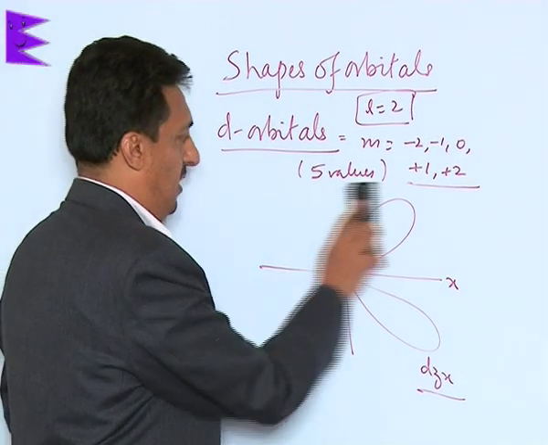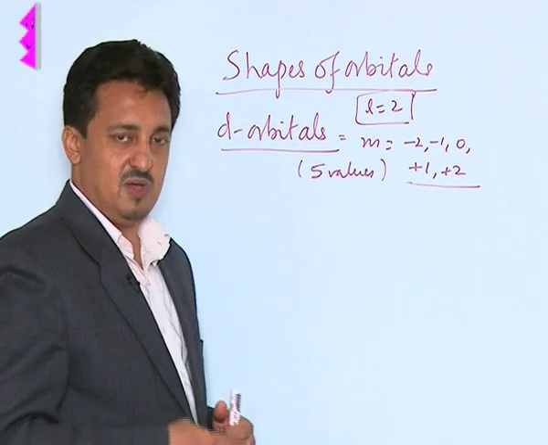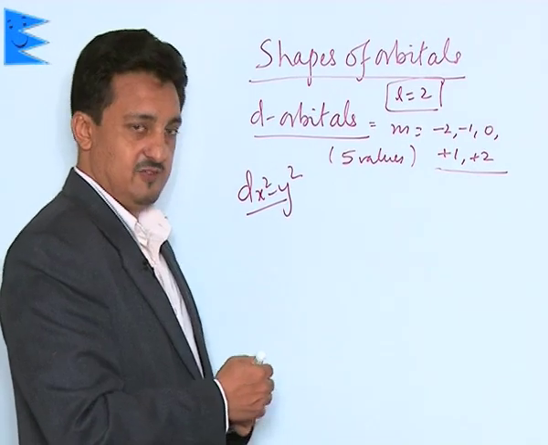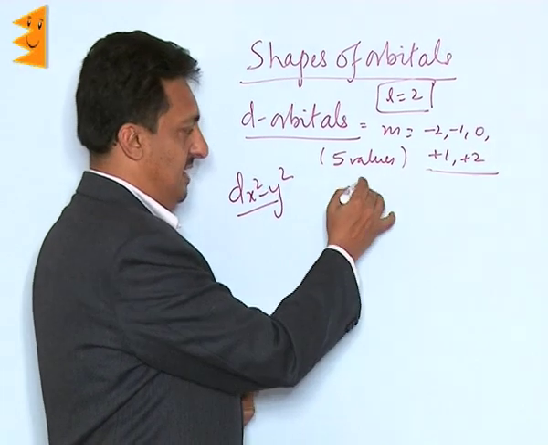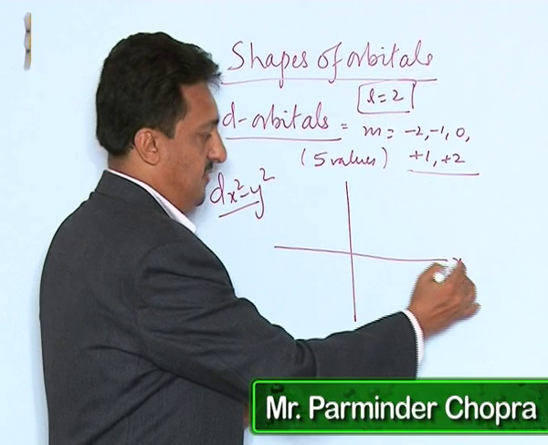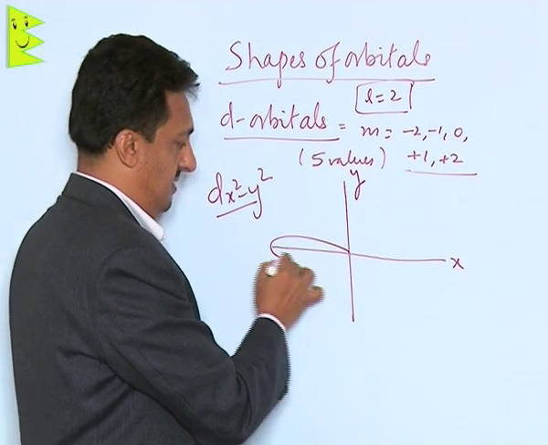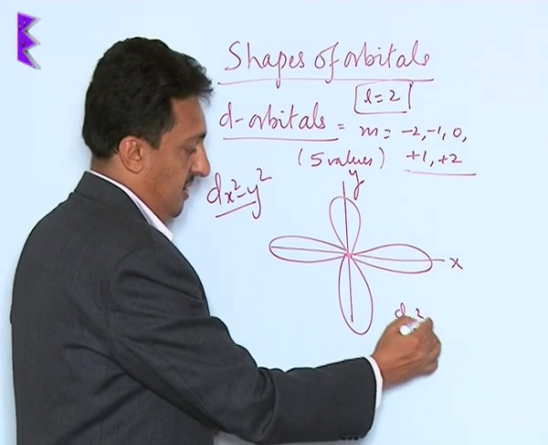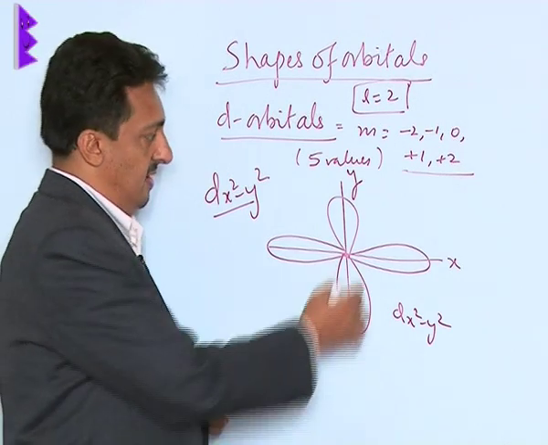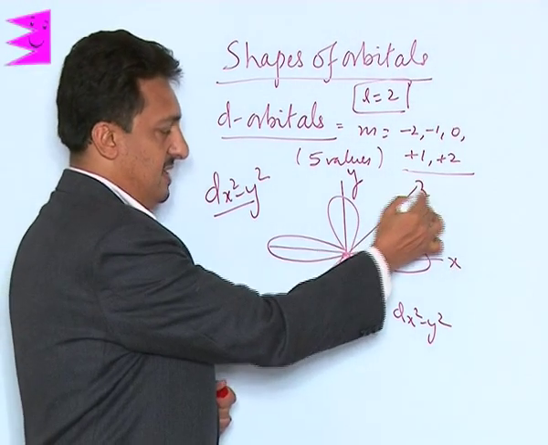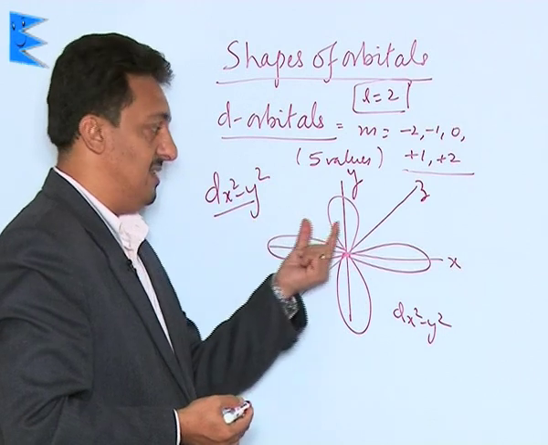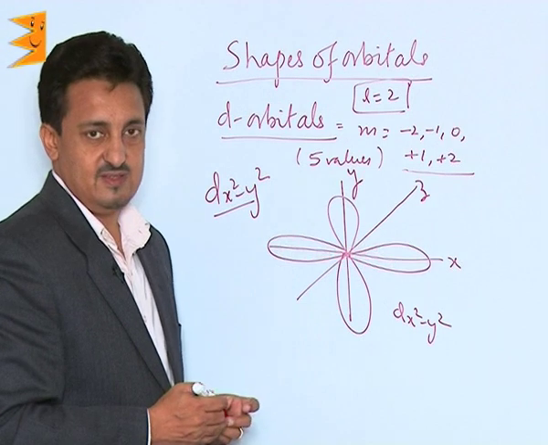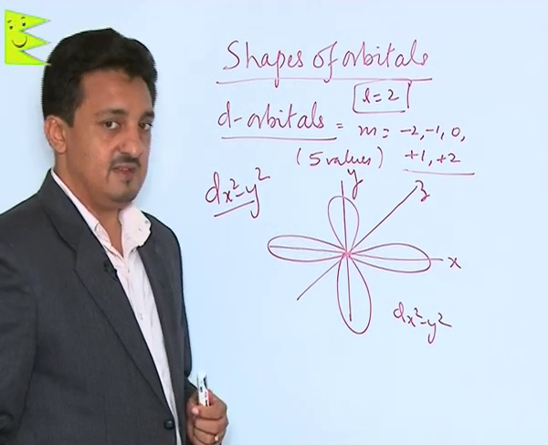So these were the three which were aligned in between the axis. Let us see the shapes of dx square minus y square and dz square. Let us see now the shape of dx square minus y square. This is the orbital which is aligned along the axis. If this is x and this is y, this is what dx square minus y square is. You can take even the third axis, z axis. Nothing is there along the z axis. So dx square minus y square again is 4 lobed, and the lobes are aligned along the x axis and y axis.